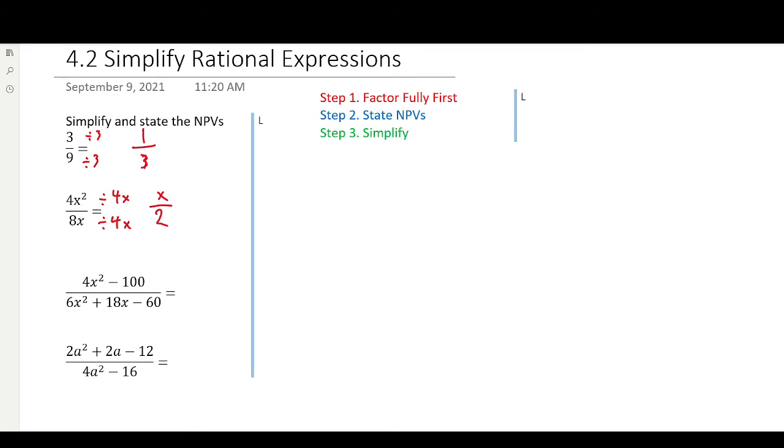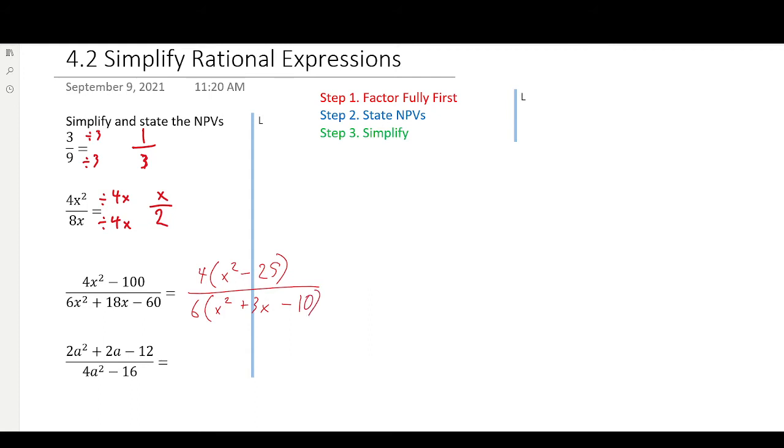These are the steps I recommend to take every single time. Otherwise, you're almost guaranteed to make a mistake. So factor first fully. When I say that, you go through the same process as in the factoring review. Start with greatest common factor, and then go from there. So first step is on the top, we can take out a 4. So 4 bracket x squared minus 25. On the bottom, we can take out a 6. So 6 bracket x squared plus 3x minus 10.